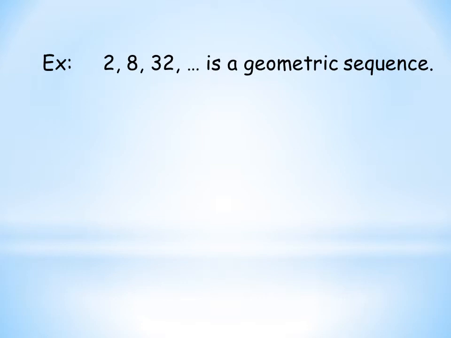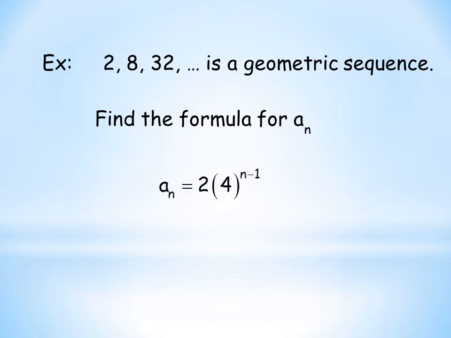2, 8, 32 is a geometric sequence. And it asks you now to find a formula for an. So remember, if you're finding a formula, n will remain as n. So a1 is 2. The common ratio is 4. n minus 1. This is as simplified as this can get because the 4 is raised to a power. I cannot multiply the 2 and the 4 together.